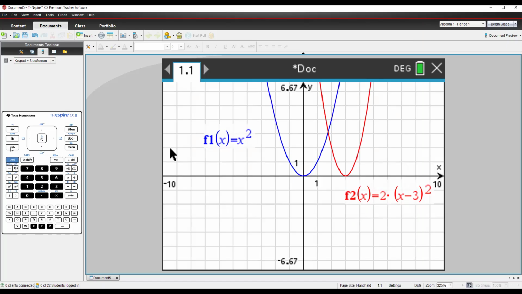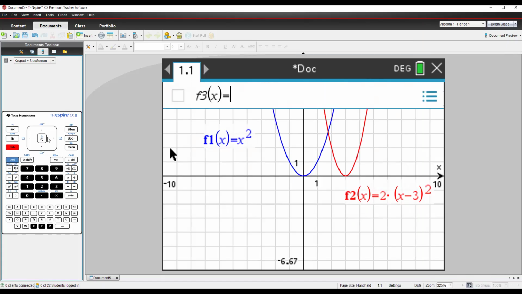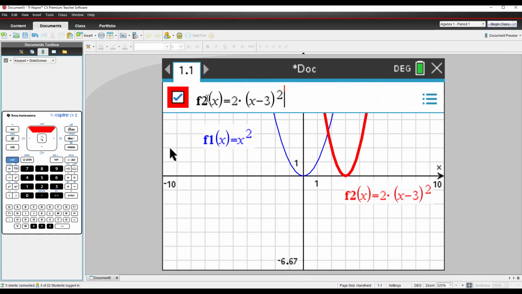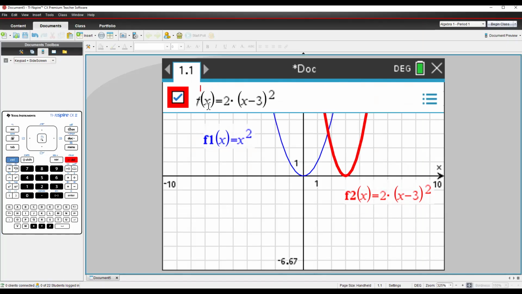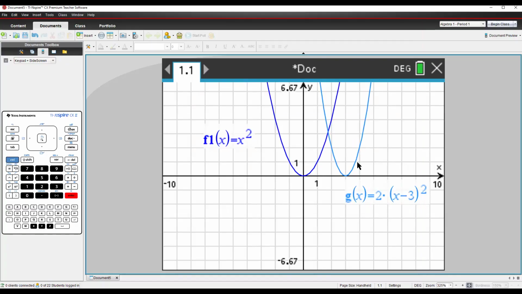Let me do this just so you guys can see something real quick. Now I can make this, instead of putting F2, I can make this G, but the only problem is it's gonna make it a light blue. But you can see this is g of x. G of x is 3 to the right and it's narrower than f of x. So that's another confirmation.